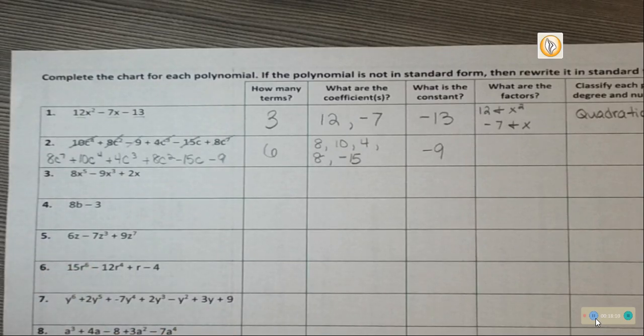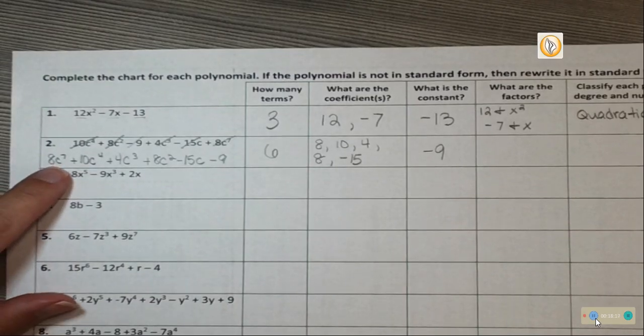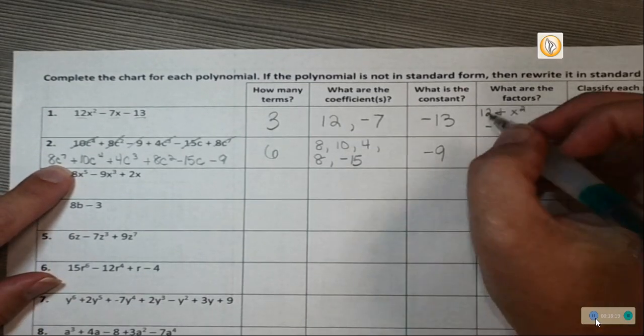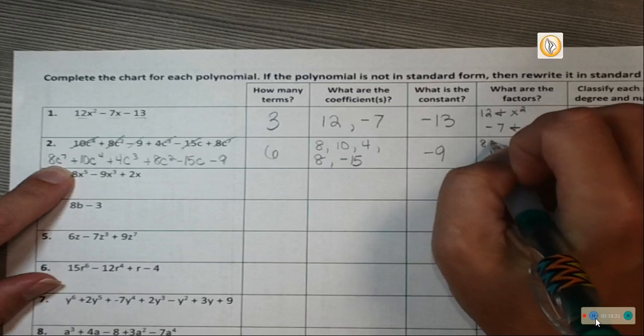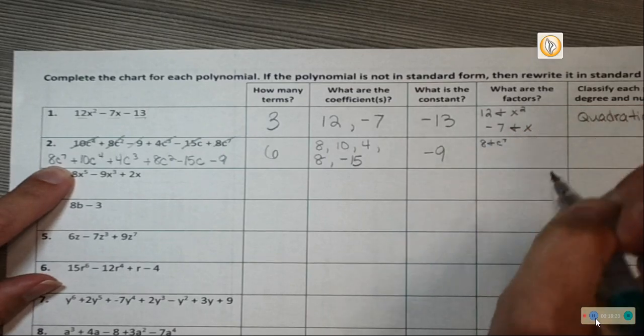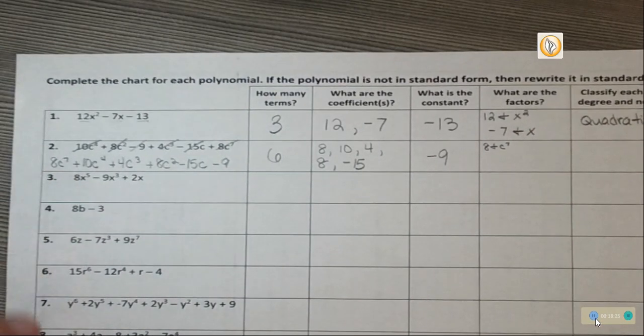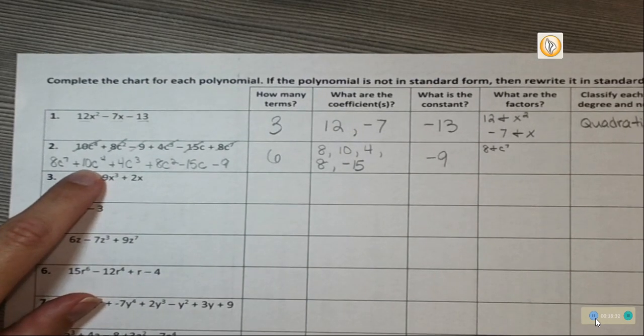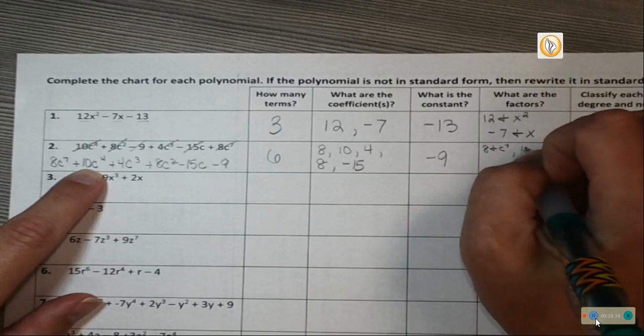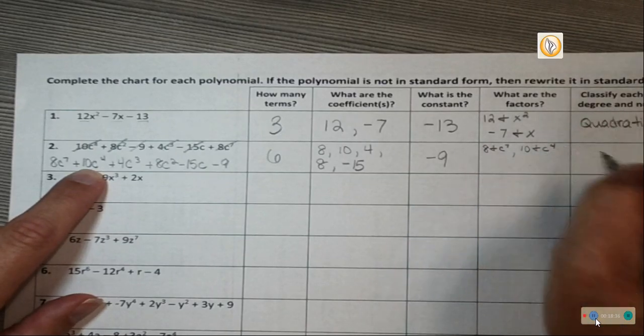All right, you got a lot of terms that have a variable and a number, so you got a lot of factors. So right here, 8c to the 7th, what are my factors? 8 and c to the 7th, and really if we want to be technical, it would be 8 and c, but we're not going to be that technical. All right, for 10c to the 4th, it's 10 and c to the 4th.